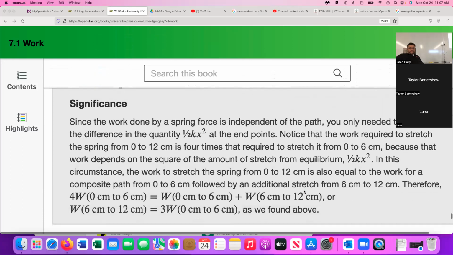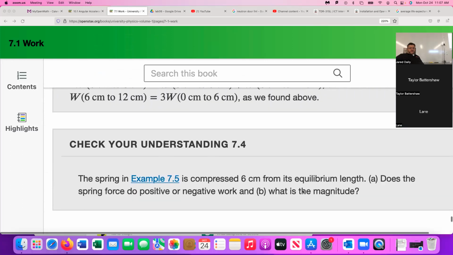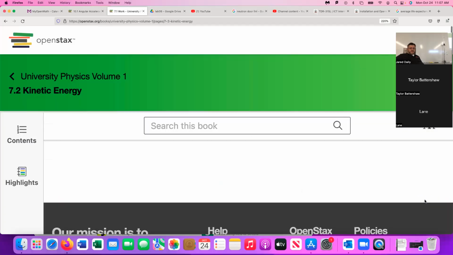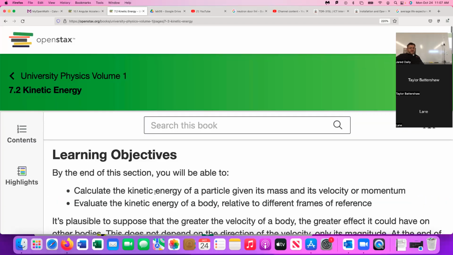So, we could go on and on. There are so many different ways that you can apply this, but we need to get on with life. So we're going to move on to section 2 and learn about kinetic energy.